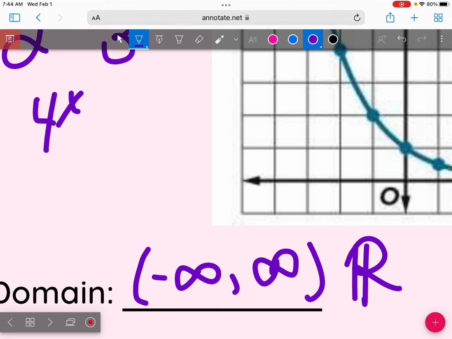So that's kind of the fun thing about exponential growth and exponential decay. They both have all reals for domain. And our ranges are going to be very similar to what we had yesterday. Okay?